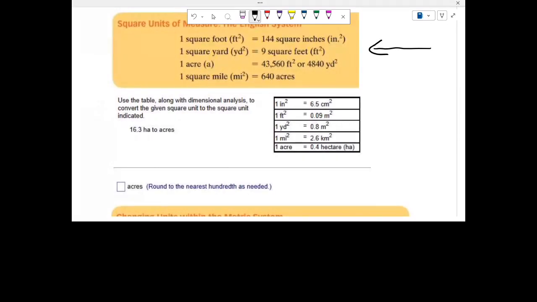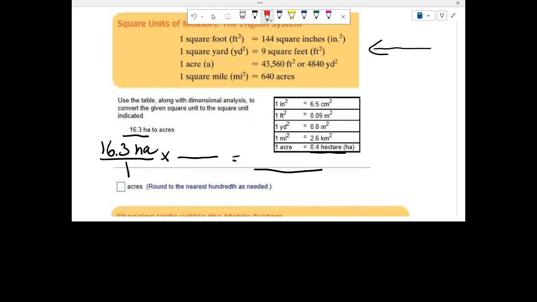So y'all, we did problems similar to this a couple of weeks ago when we did 5.1. And so I want you to look here. We're going to try to convert 16.3 hectares, or hectare, to acres, okay? So y'all, this is the first thing I'm going to do. I'm going to write down what I have. So we got 16.3 ha, okay? I'm going to write this as a fraction, y'all, so I'm going to write it over 1 times another fraction.